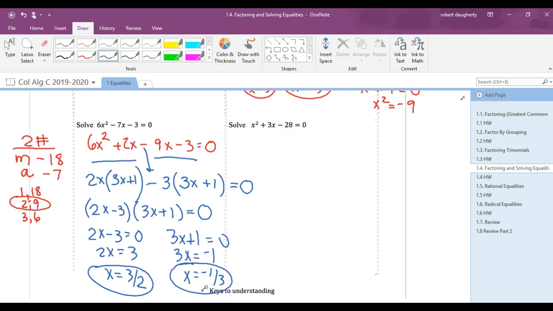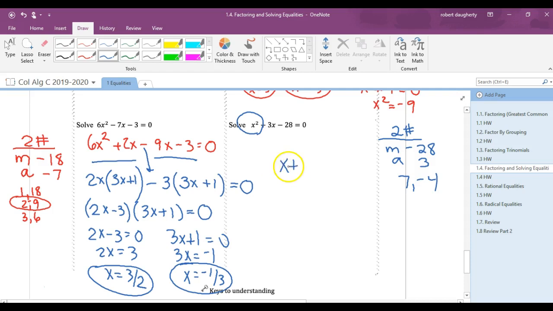Okay. And then in this one, I need two numbers that do what? Yeah. Multiply to negative 28 and add to 3. What are those numbers? 7 and negative 4. And then what do I do with those numbers? I go straight to my answer. I don't have to do the grouping stuff. Because of that being an x squared and not a 6x squared, I go to what?